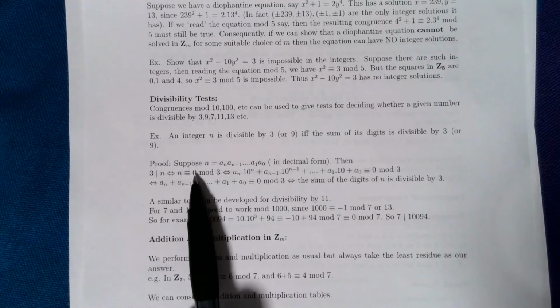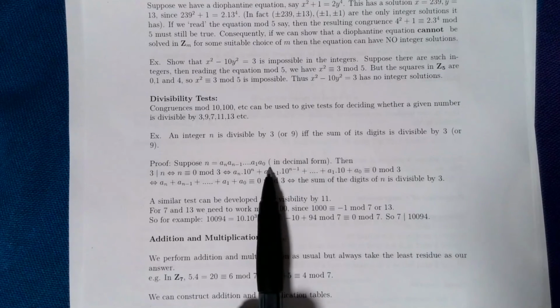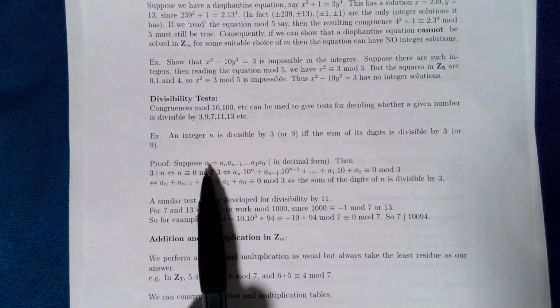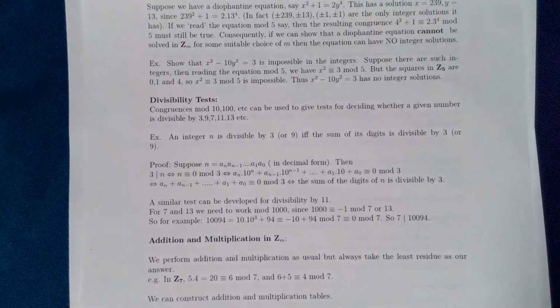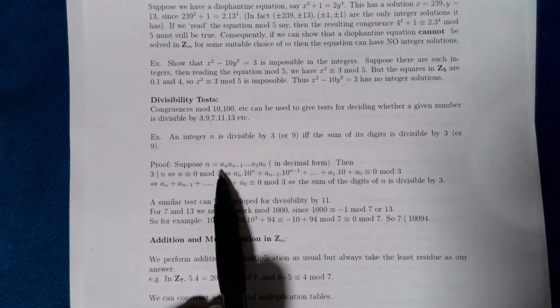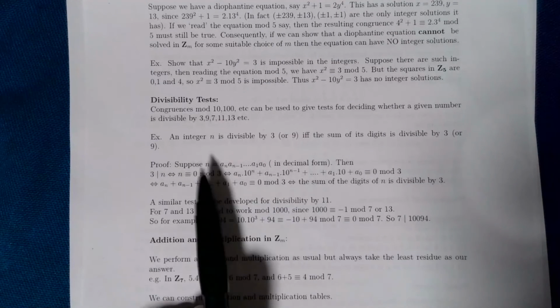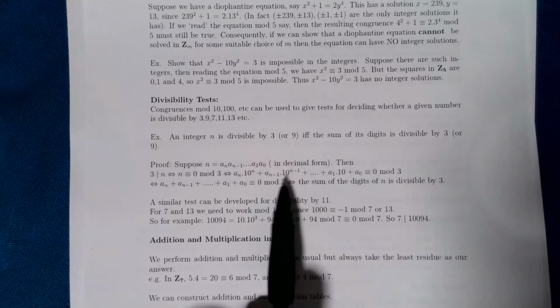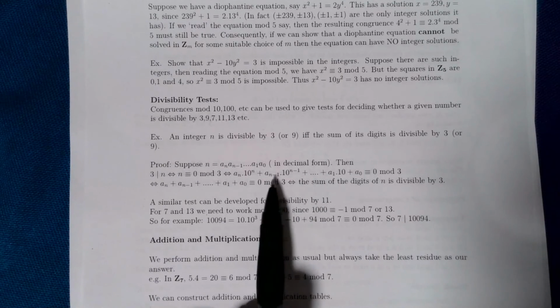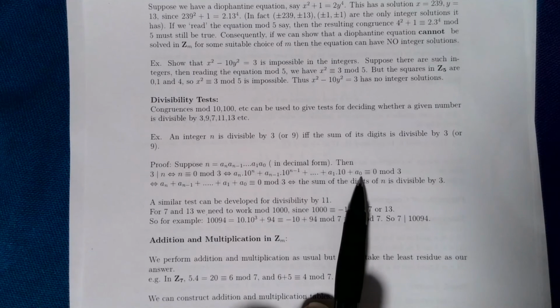So you write n in decimal form. For example, if I had n to be 396, I'm just writing the digits down in decimal form. Now if I unpack this decimal form, then that means it's 10 to the n times a sub n, plus 10 to the n minus 1 times a sub n minus 1, plus all the way down to a sub 0.